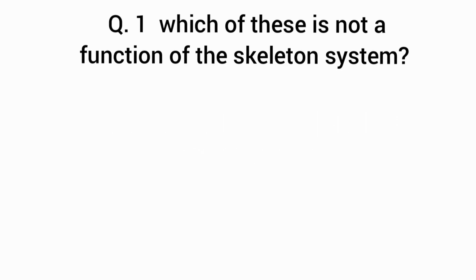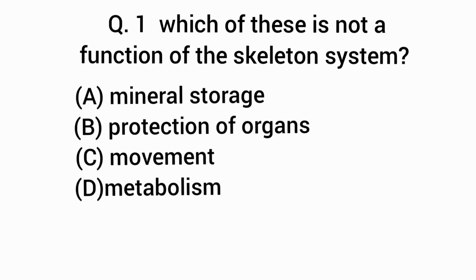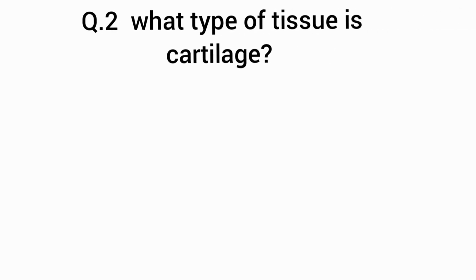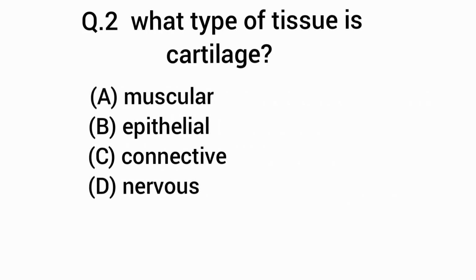Question number first. Which of this is not a function of the skeleton system? A. Mineral storage. B. Protection of organs. C. Movement. D. Metabolism. And the answer is D. Metabolism. Question number second. What type of tissue is cartilage? A. Muscular. B. Epithelial. C. Connective. D. Nervous. And answer is C.